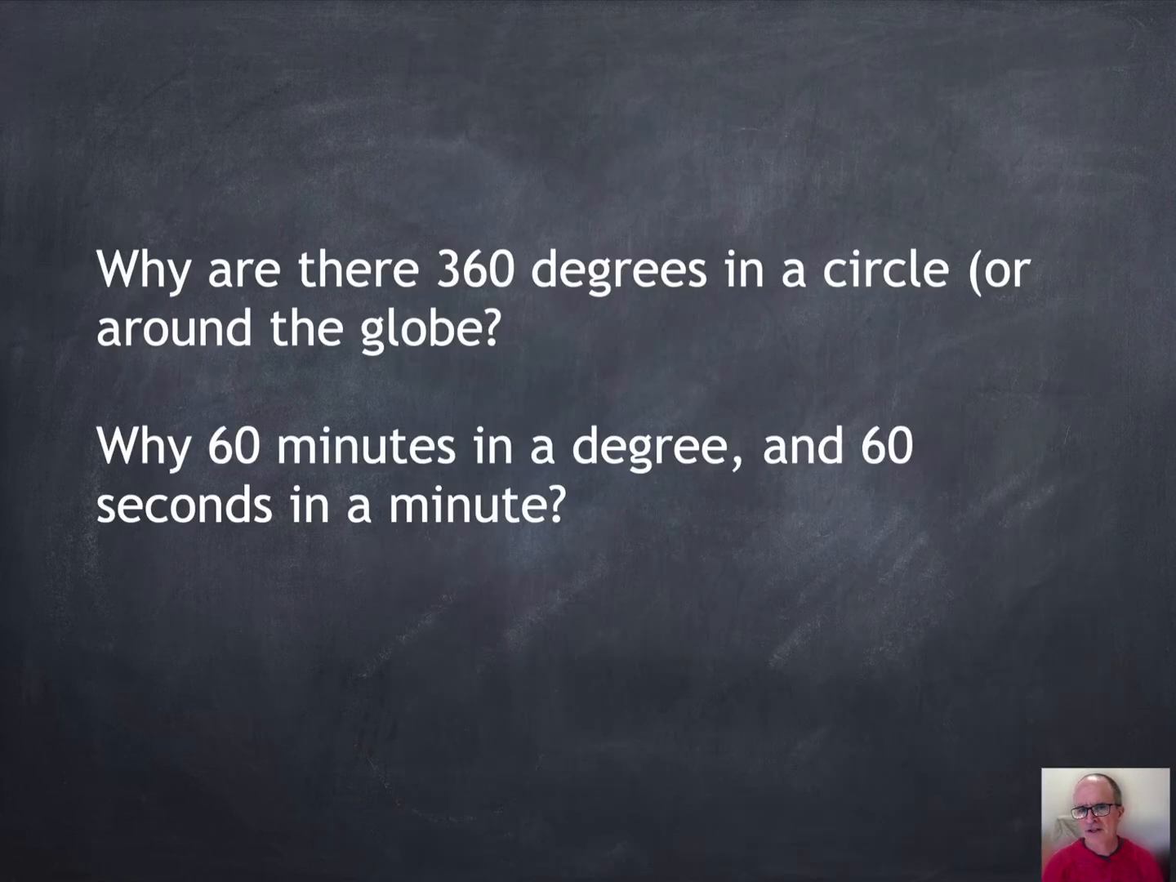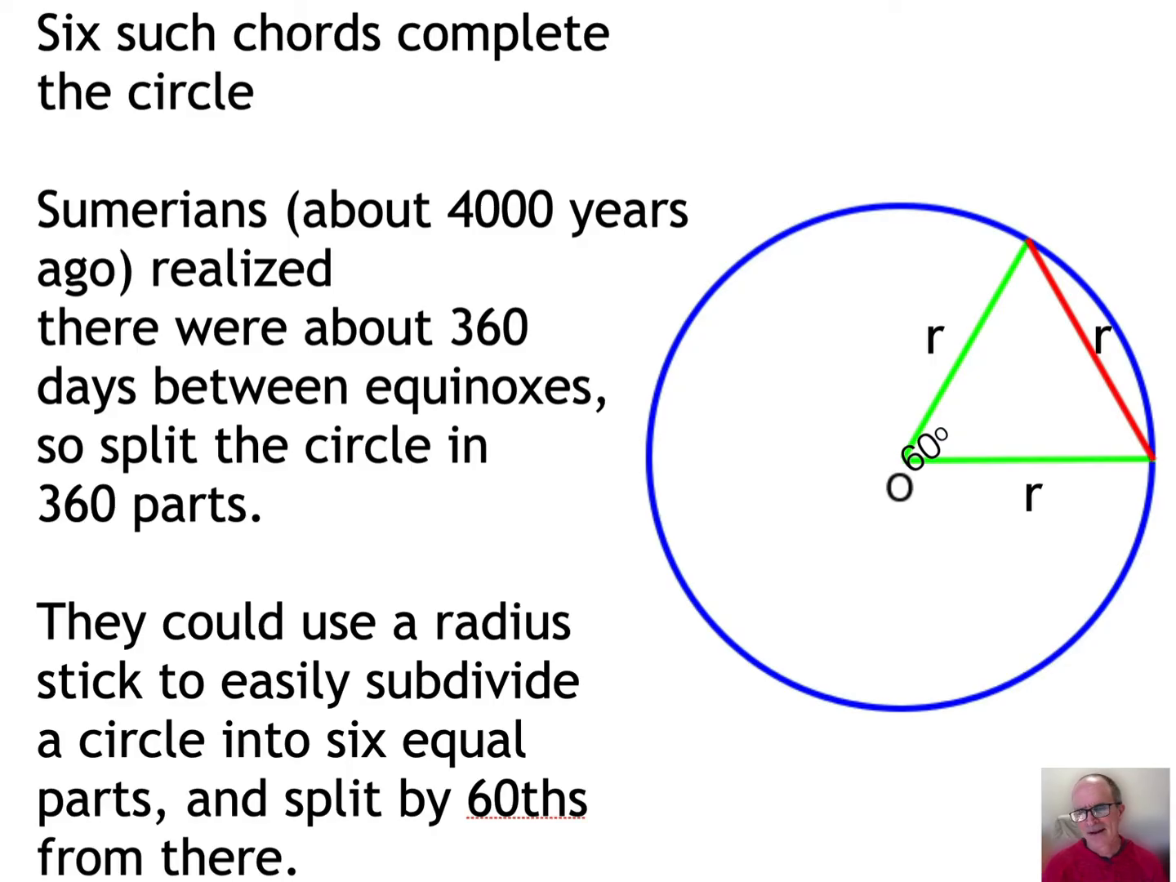So why are there 360 degrees in a circle? Why do we use this weird number, and why are there 60 minutes in a degree and 60 seconds in a minute? Well, thank the Sumerians from 4,000 years ago.